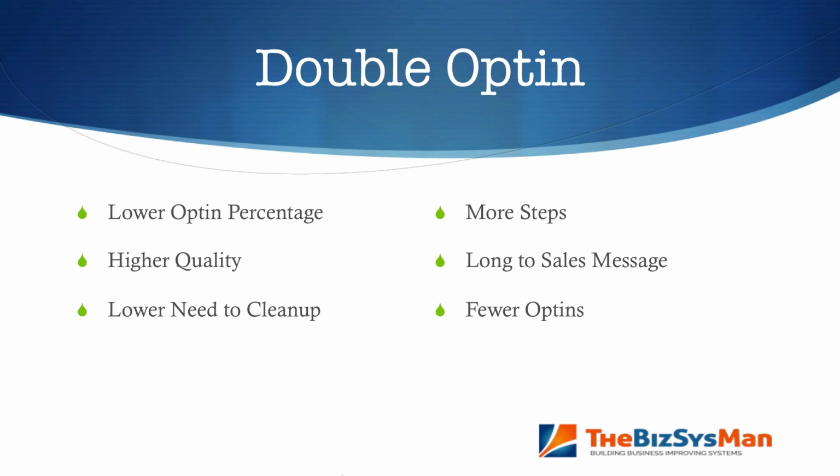Double opt-in. Obviously you're going to get a lower percentage of people opting in because they've got to do those extra steps. And the quality will probably be a bit higher. You'll get a lower need to clean up, certainly initially, but then that still carries on in the future. The user's got to go through more steps, so it takes longer to get to the sales message, and ultimately you're doing that with fewer people.